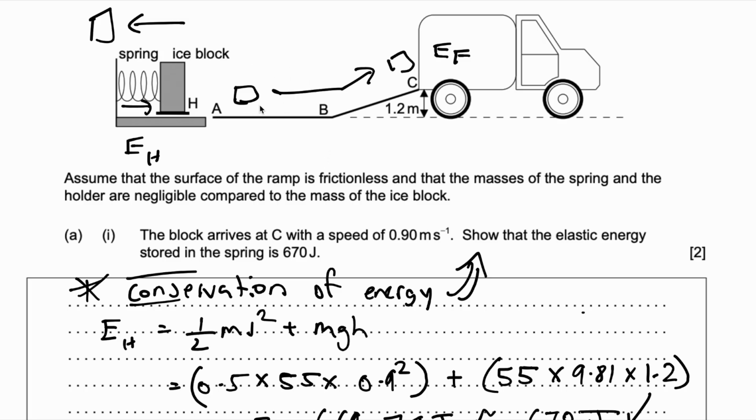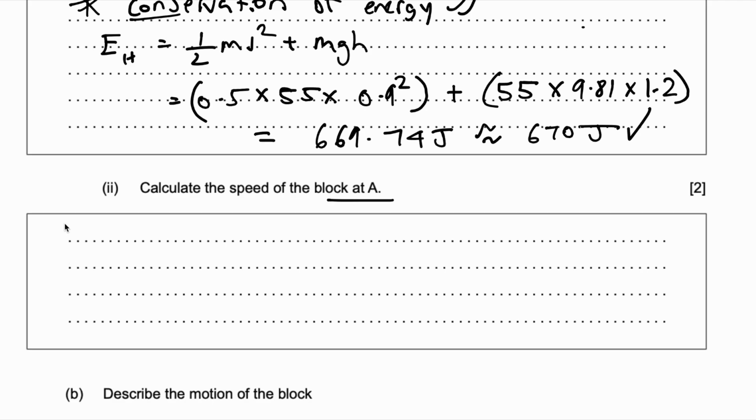This essentially means that this kinetic energy at this position here is equal to the full elastic energy of the spring. We can basically say the kinetic energy at A is equal to the elastic energy.